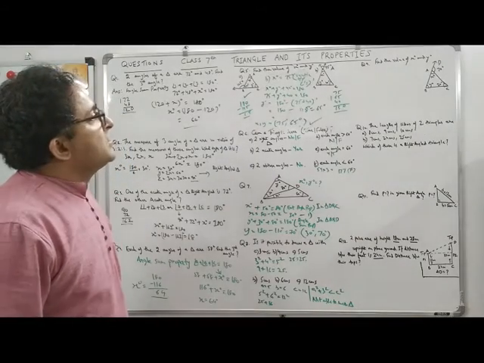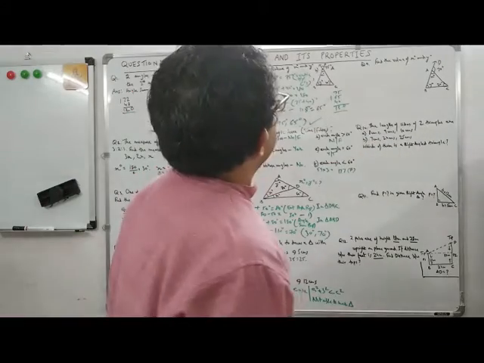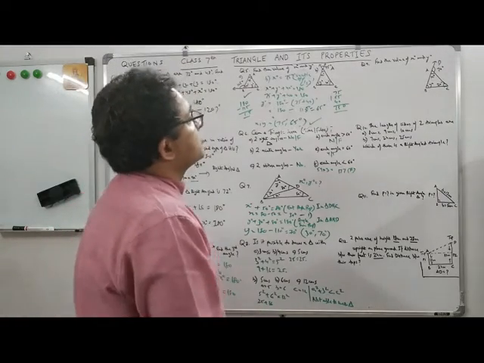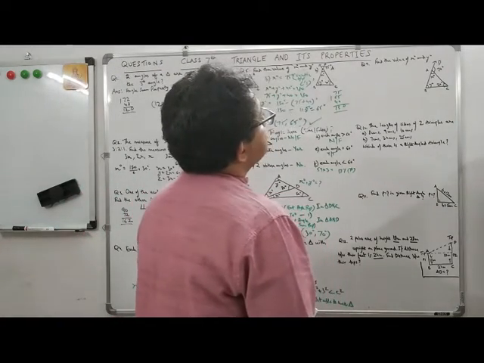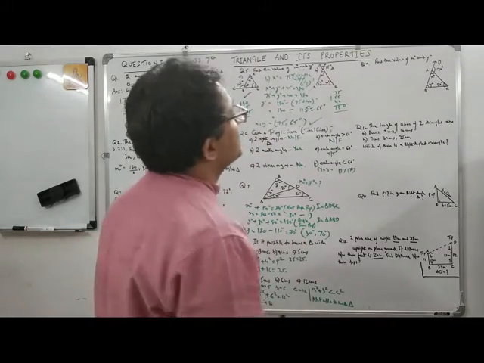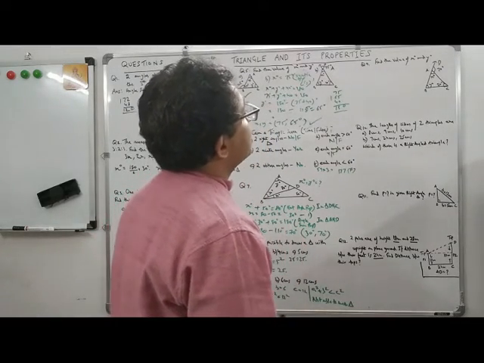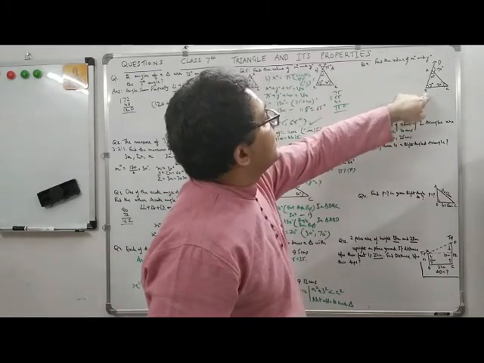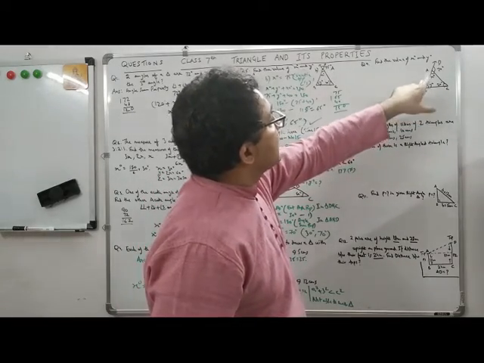Okay. Now let's do this one. Again, similar kind of question. Find the value of x and y. Now let's see how we do this. X and y are required, right? If we had known one value, then we could have taken x or y either way. But we don't know x and y.